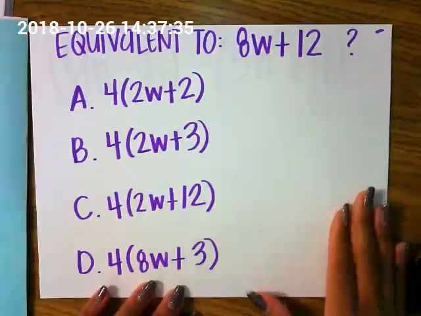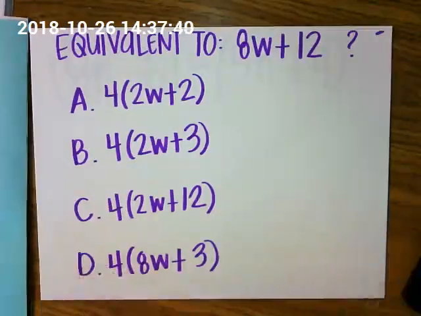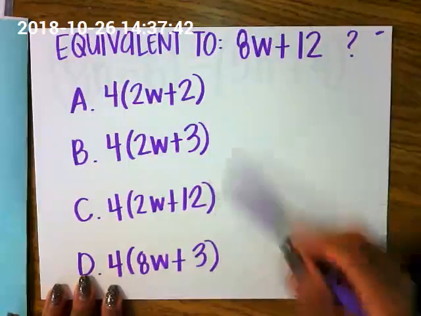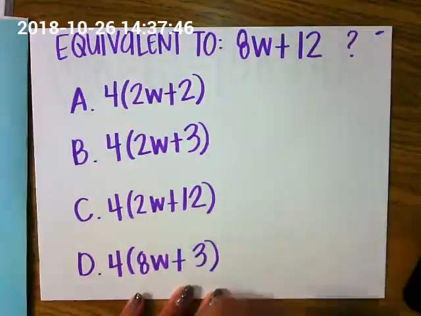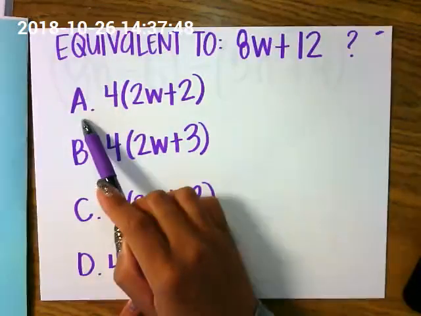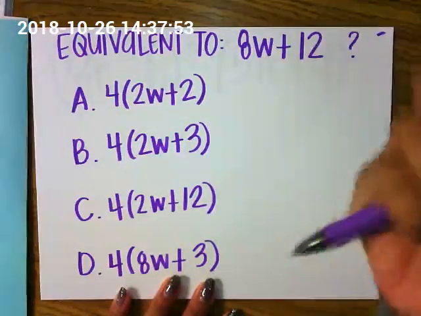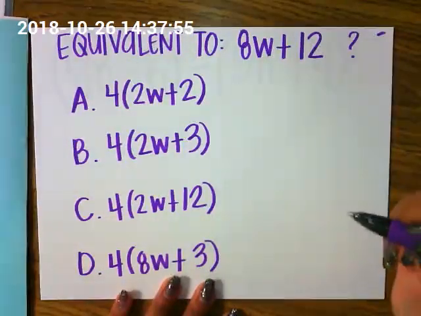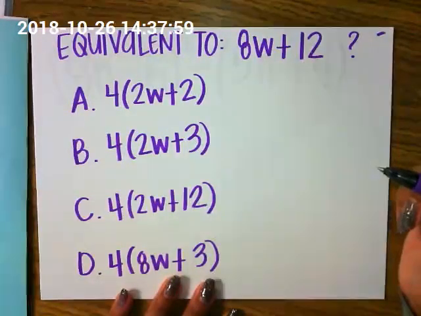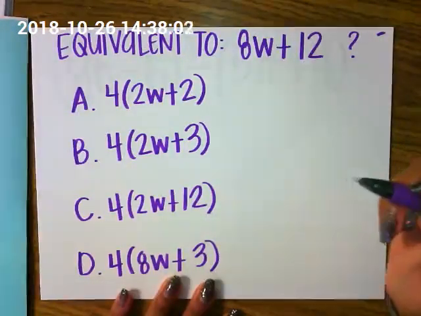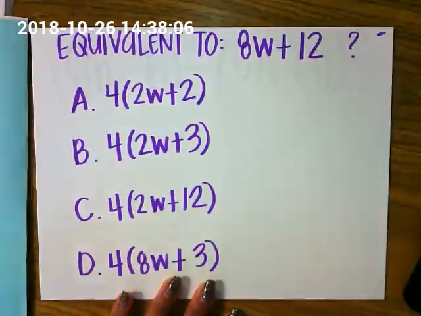Dante, go ahead. Which expression is equivalent to 8w plus 4? All right, so which one of these are equivalent to this? So I don't want just an answer. Let's go through all the different answer choices. So A, we have 4 times 2w plus 2. What property do I need to use, Ashley? Distributive property. So when I distribute, I need to distribute the 4 to what 2 numbers?